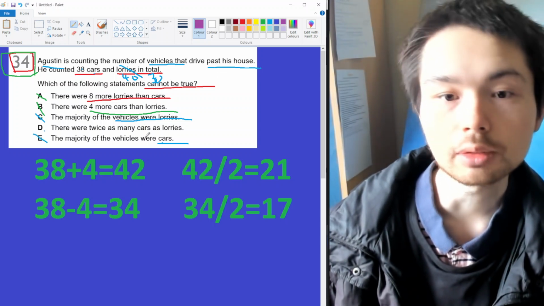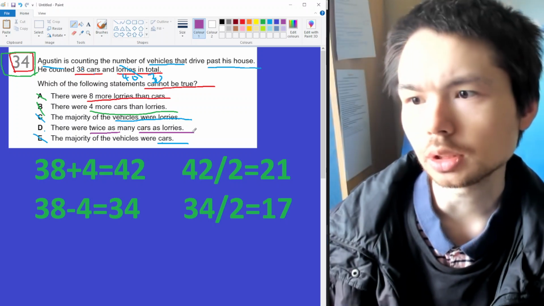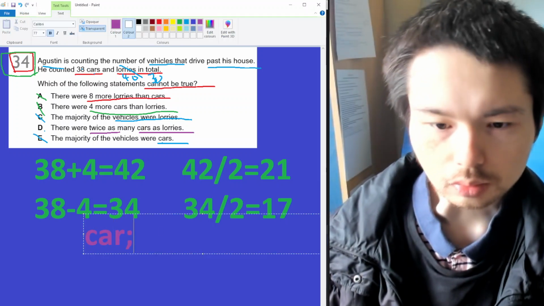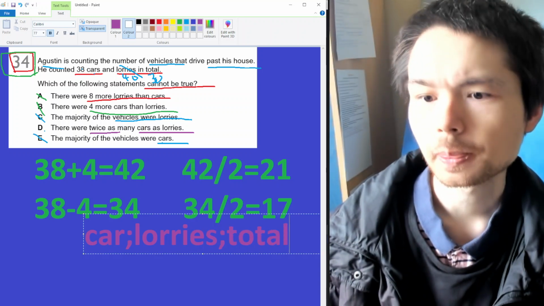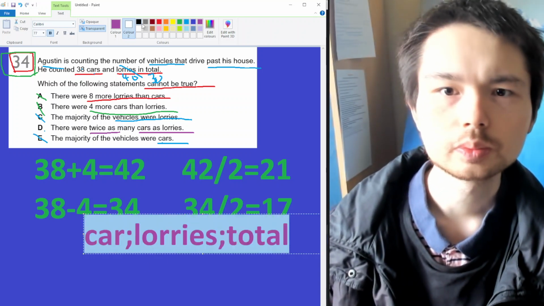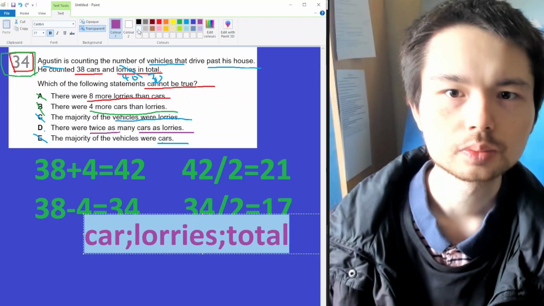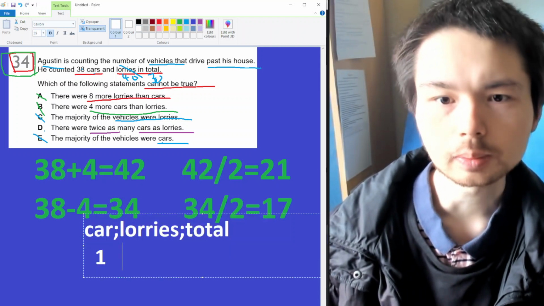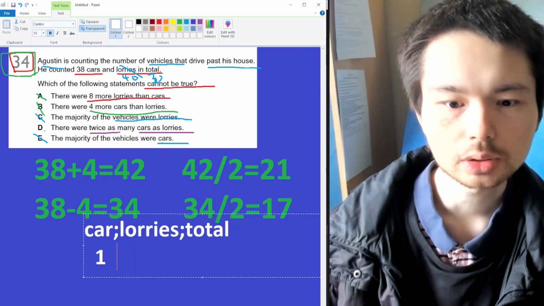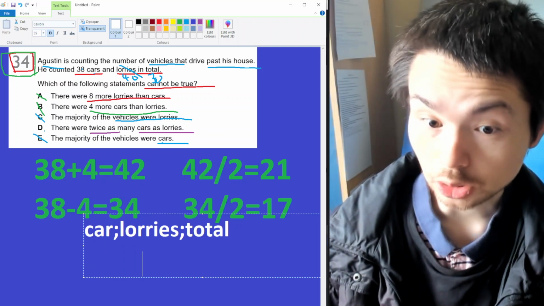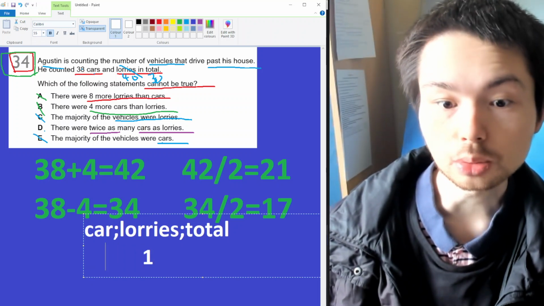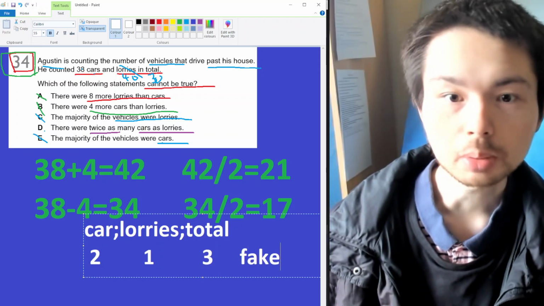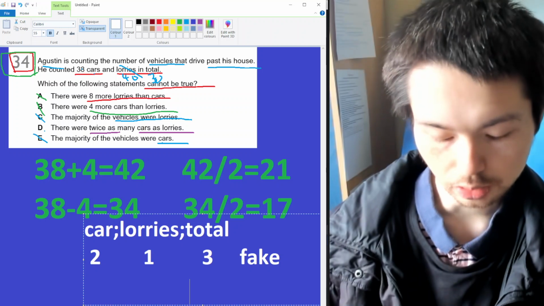If we work out fully, this is actually a ratio question in disguise. Let me show it in white. So we have cars, lorries, total. Underneath lorries, 1. Twice as many cars, so put 2. So imagine 1 lorry, but then 2 cars. You see the fake total? That will be 3. Put underneath, the real total is 38.